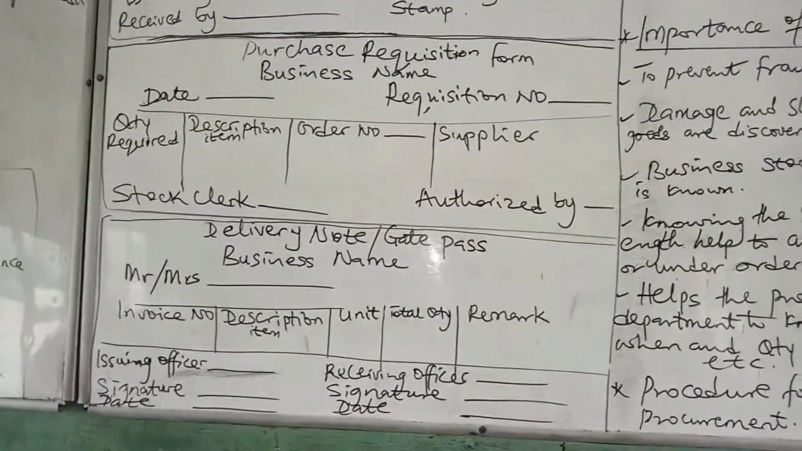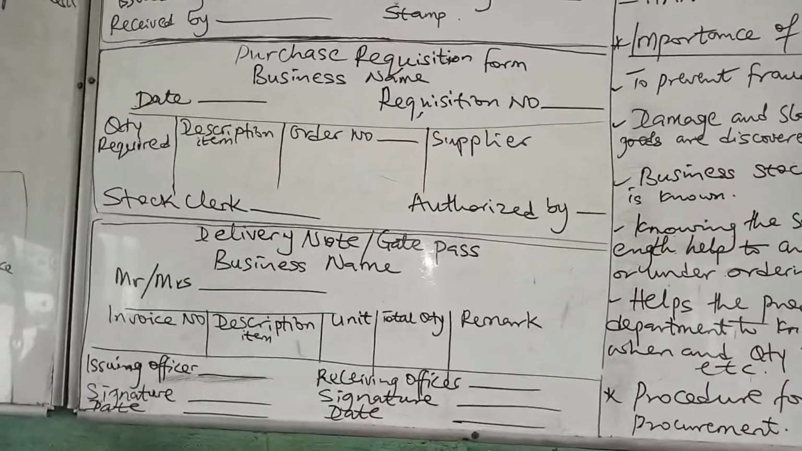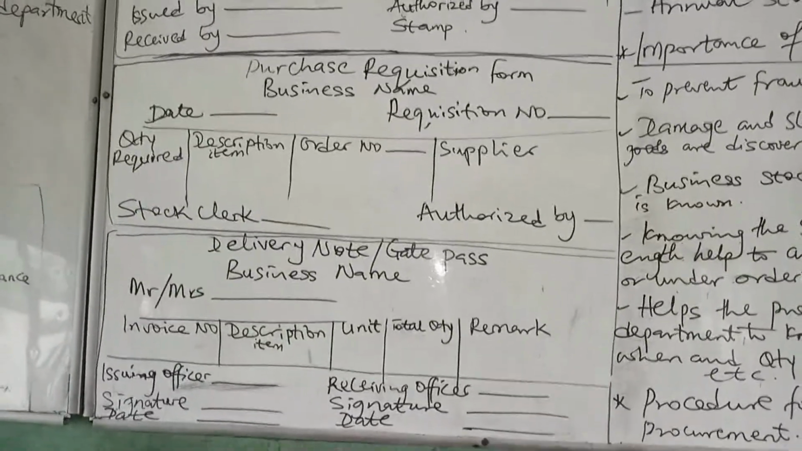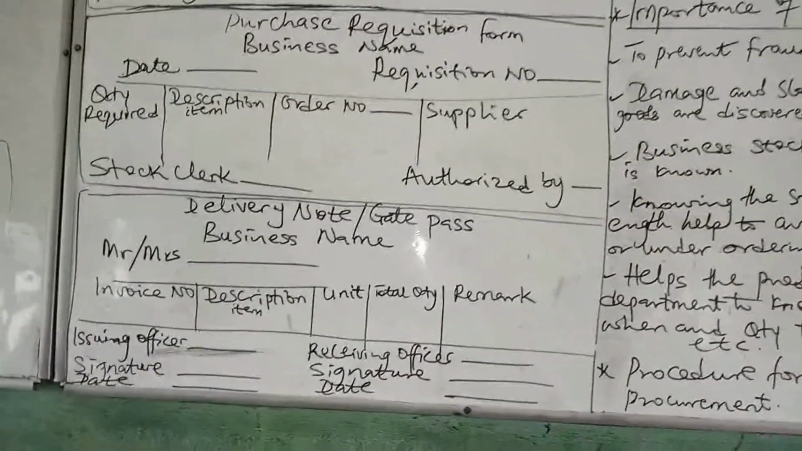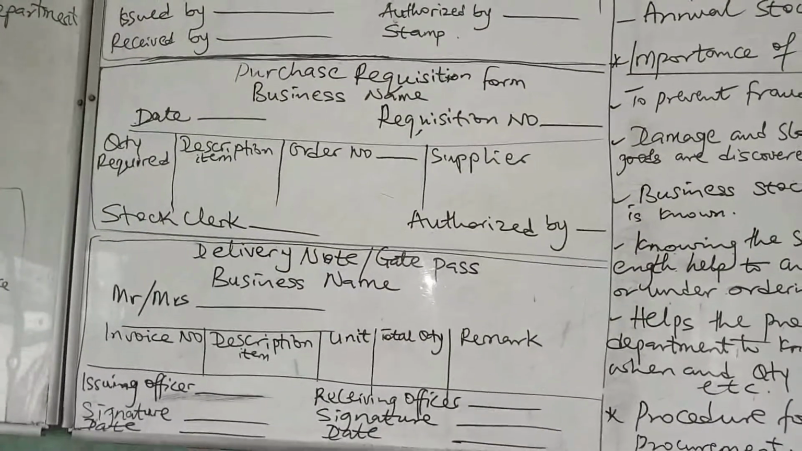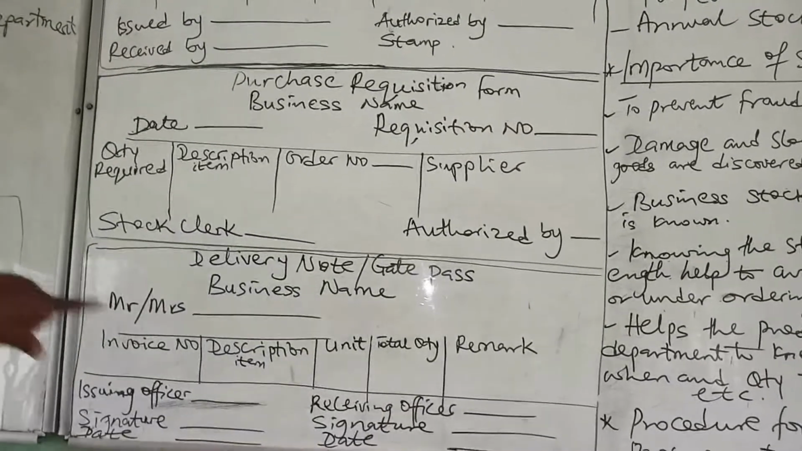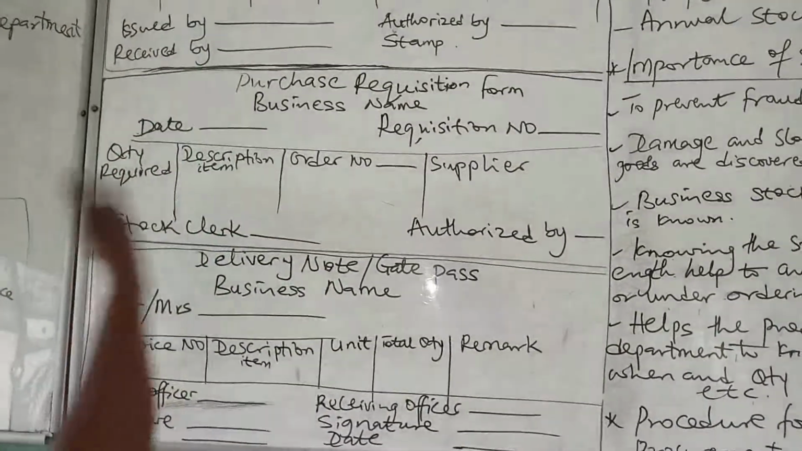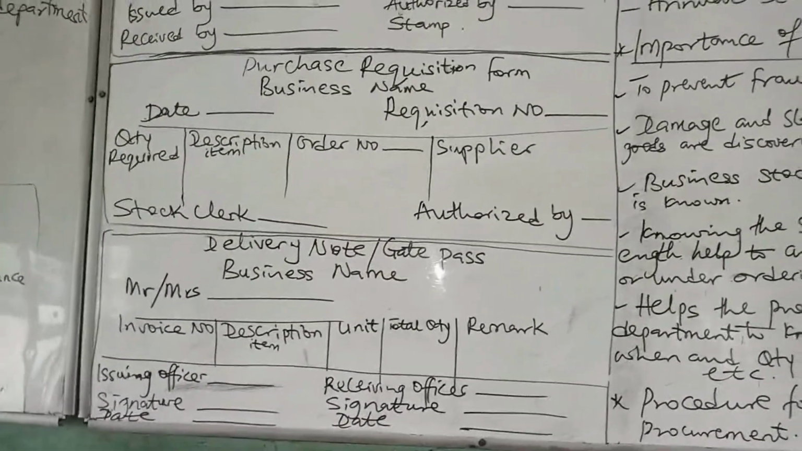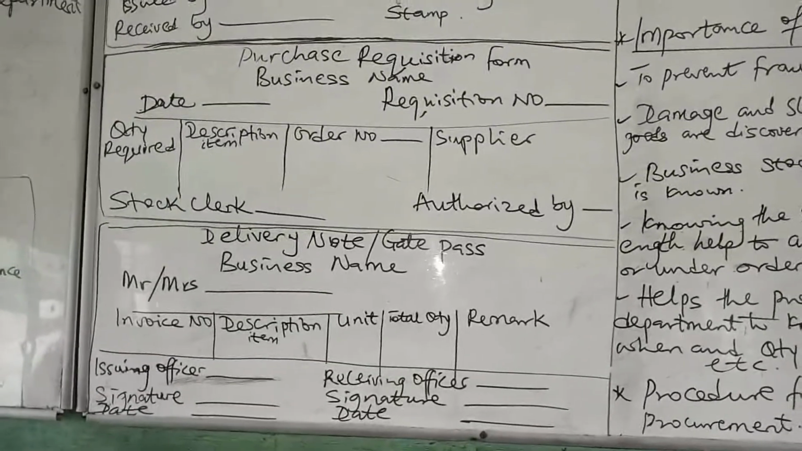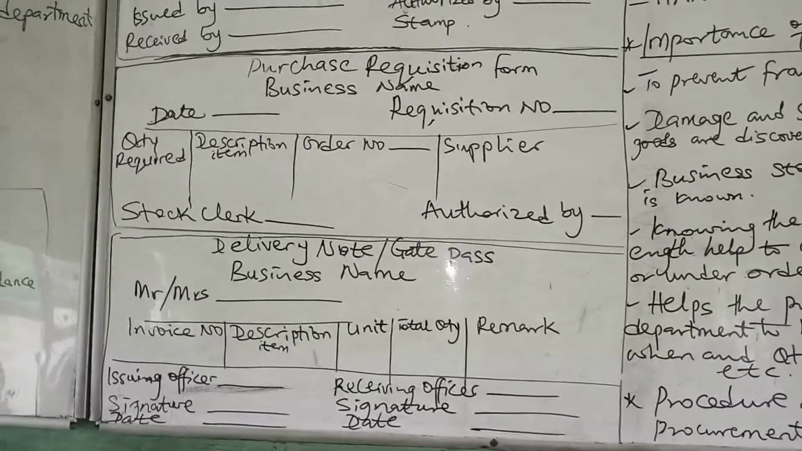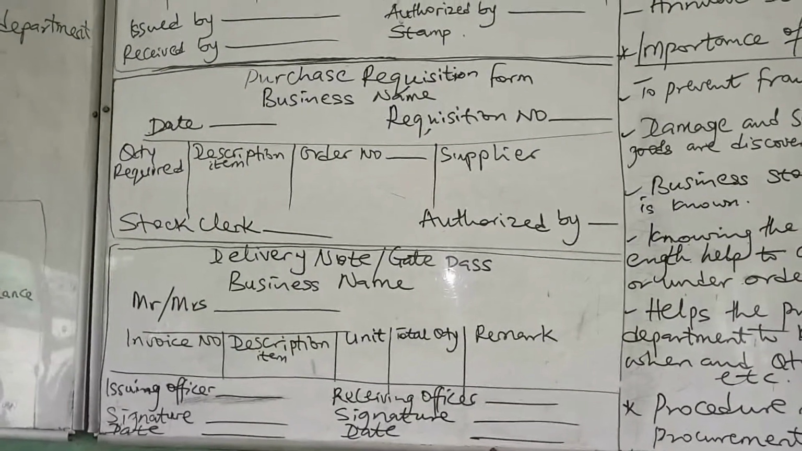Stock out is when the stock has finished totally, that is, nothing remains. To avoid it, because it will disturb the business, once you reach the minimum stock level, they will place another order. So the stock clerk will raise this purchase request form by filling all this and give it to the purchasing department to place the order.